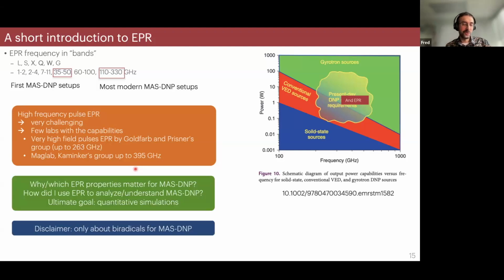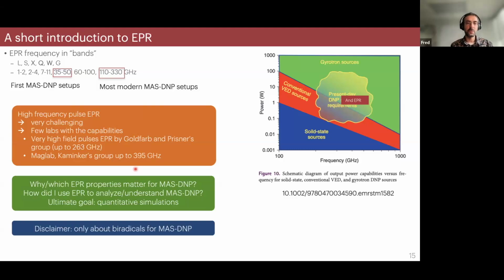Okay, this now helps me transition to actually high-field EPR, and to how I'm using EPR and high-field EPR to understand the DNP, the MAS-DNP in particular. And what was my aim? My aim was to actually have quantitative simulations, and the inputs of EPR are absolutely critical.